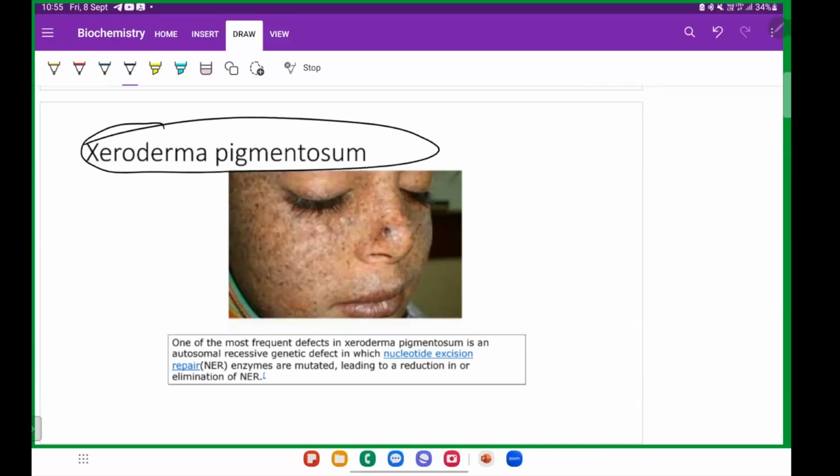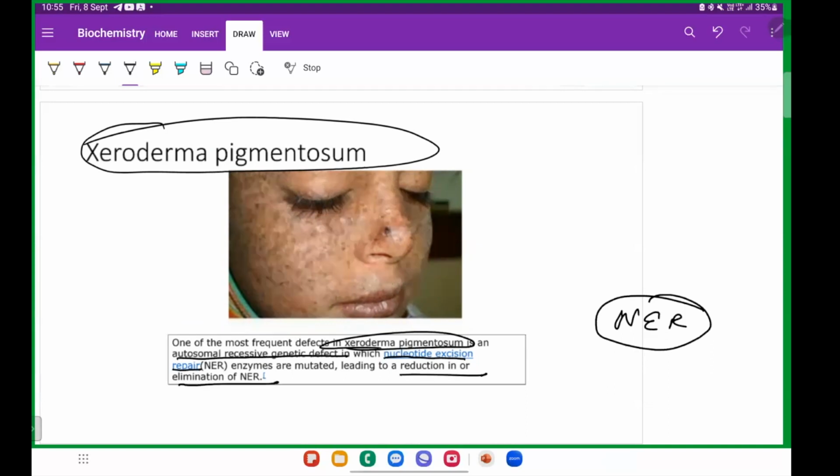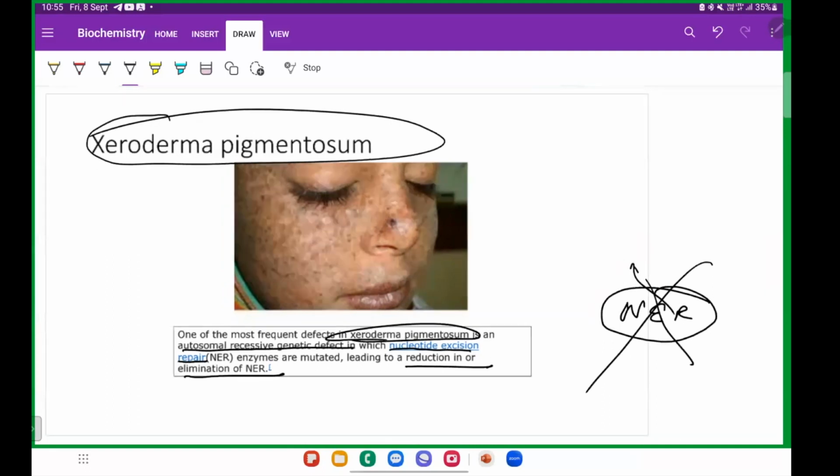You need to understand this because one of the most frequent defects in xeroderma pigmentosum is an autosomal recessive genetic defect in nucleotide excision repair, that is NER. I told you, right? This NER is mutated, leading to reduction or elimination of your NER. Because of elimination of NER, there is going to be no mismatch repair. So if there is no mismatch repair, what happens? You will have a mutated gene. Mutated gene causes xeroderma pigmentosum.